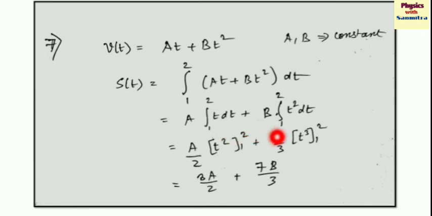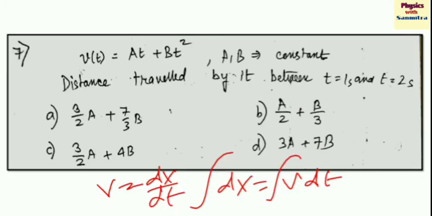So t square from 1 to 2, b by 3 from 1 to 3. We finally get 3a by 2 plus 7b by 3. So this is my answer, that is option A.